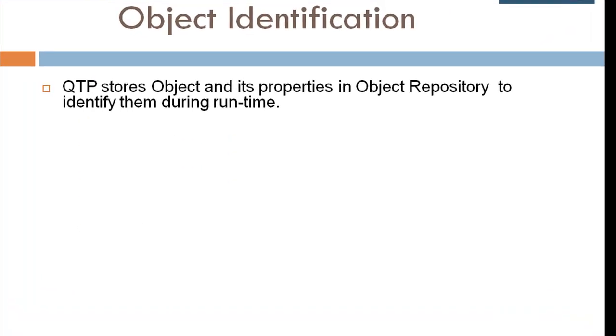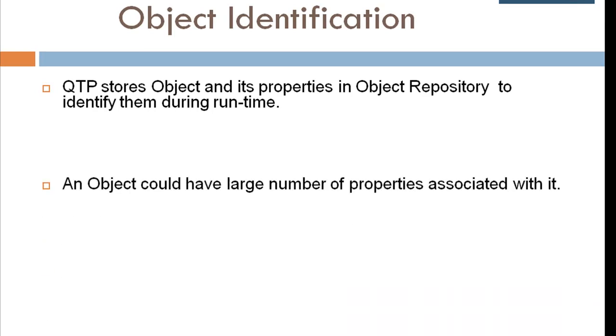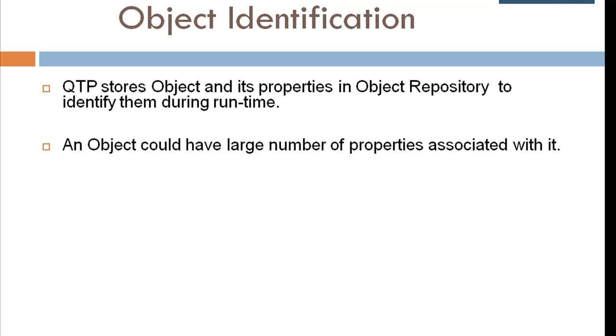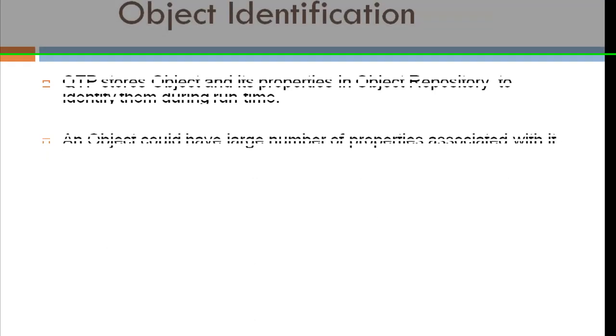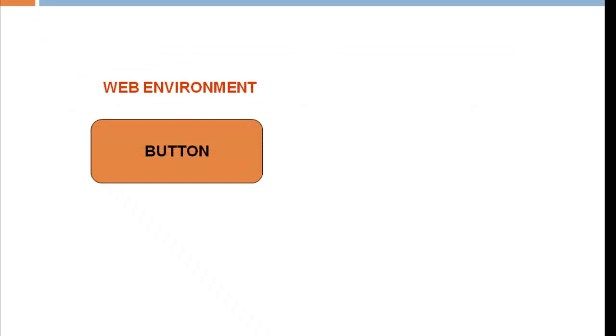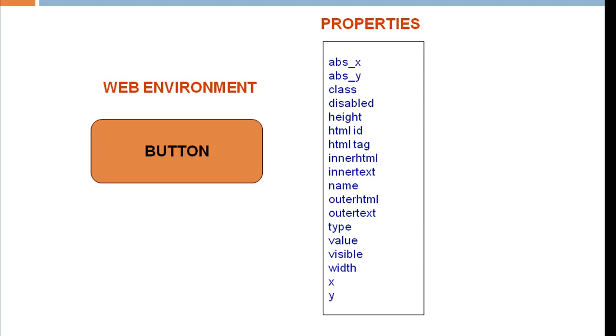QTP stores objects and their properties in the object repository to identify them during runtime. An object could have a large number of properties associated with it. For example, in a web environment, a button could have the following properties associated.